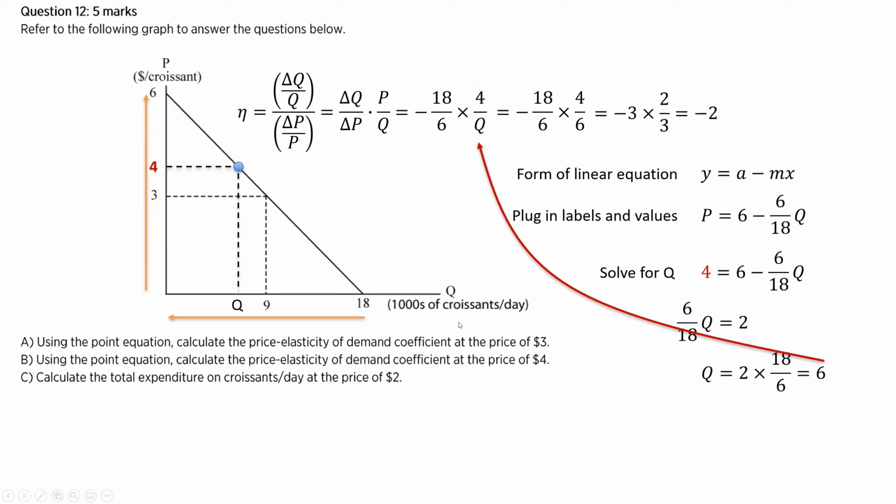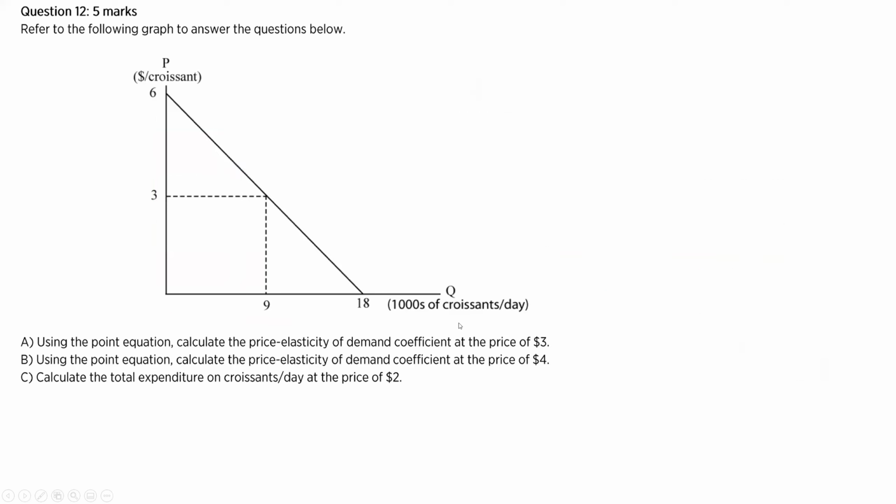Easy peasy, lemon squeezy. All right, last question, part C. Calculate total expenditure on croissants per day at the price of $2. So total expenditure simply equals the price of the product times the quantity that is sold. In this case, we're looking at the price of 2. And the quantity sold is Q, some amount. Again, we don't know what that is, but we can work it out just as we worked it out before.